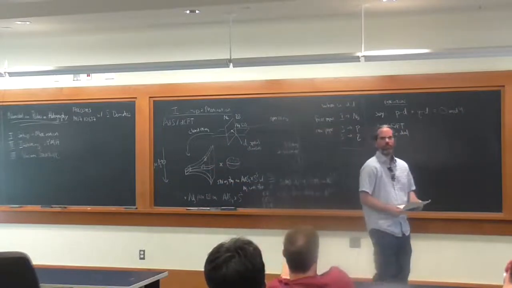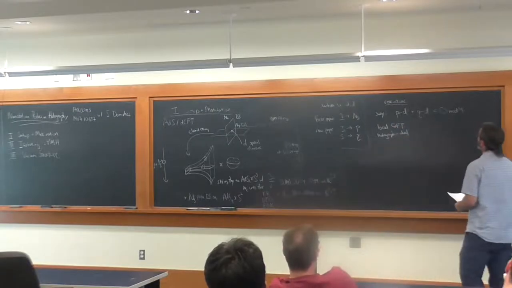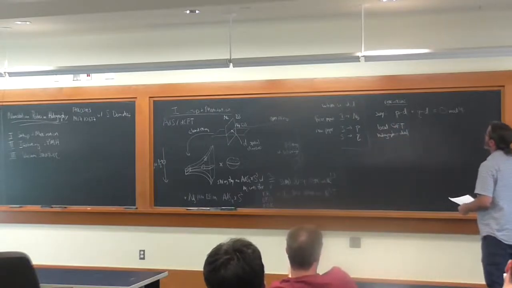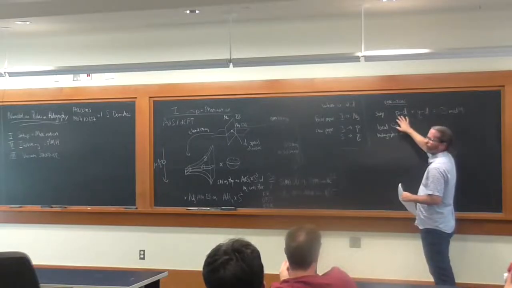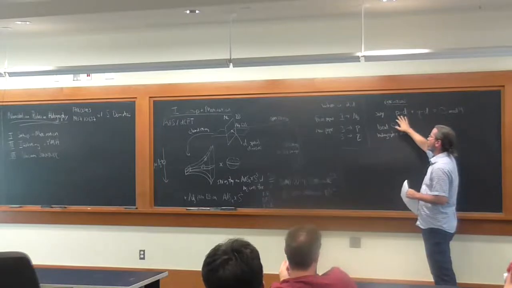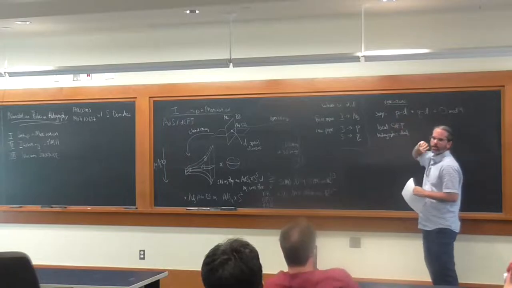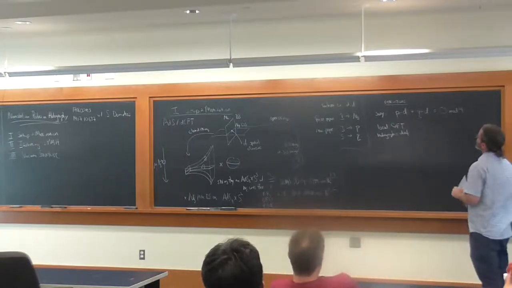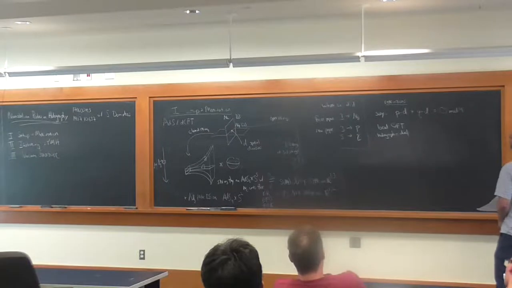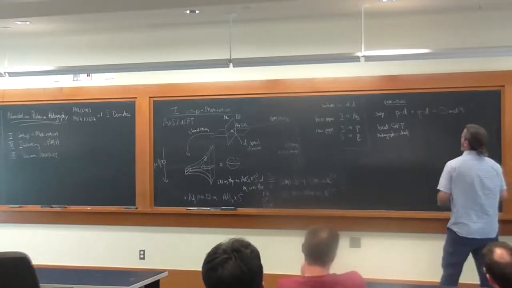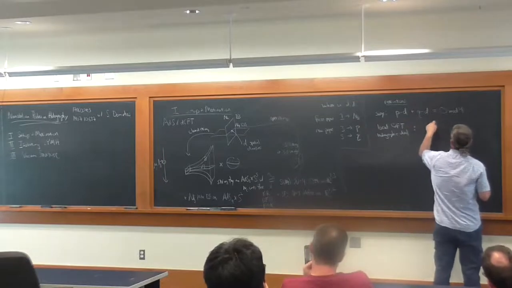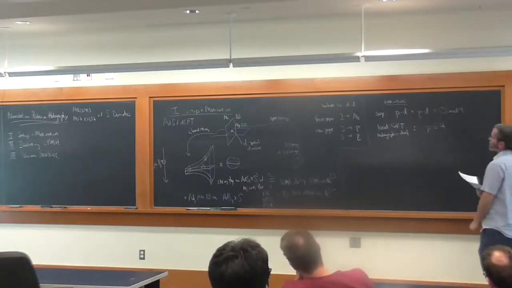Sorry, this works for the original system? Yes, P is 3, because Q is 5, P is 5, D is 3. No, sorry, P is 3, D is 2. D is the number of spatial directions of the intersection. So P is 3, D is 2, Q is 5. Okay. So we're going to restrict ourselves to P less than or equal to 4.